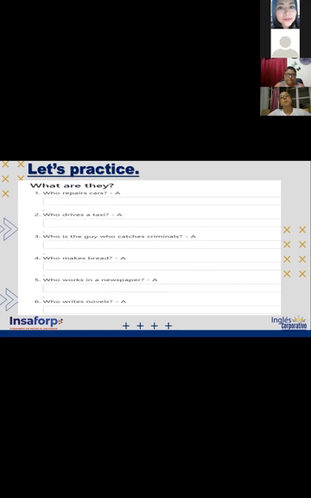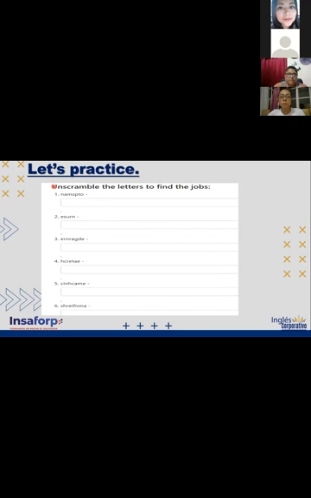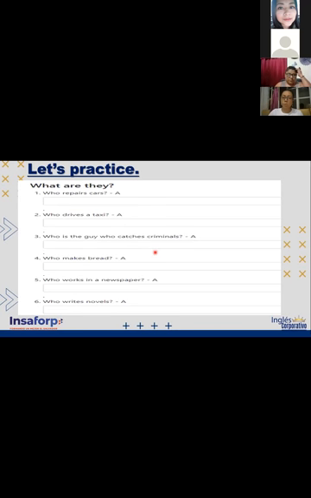And this one, the instructions are: unscramble the letters to find the jobs. What does unscramble mean? Desenredar las letras para encontrar los trabajos. Como armar la palabra. Exactamente, solo que aquí están completamente desordenadas. So you will have to unscramble them to find a job, okay? So this is number three.